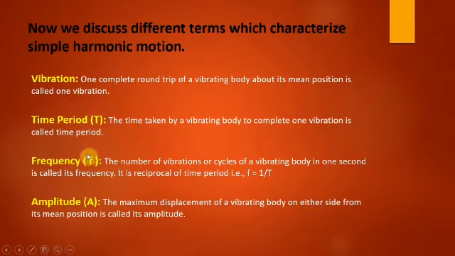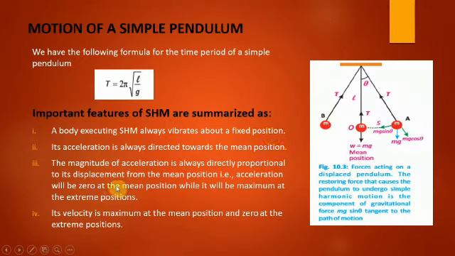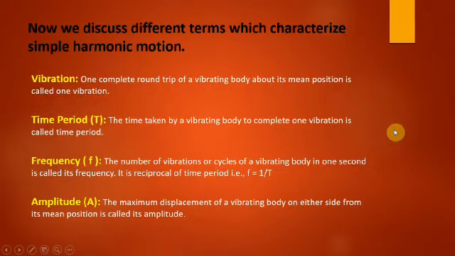Frequency, that is denoted by small f. The number of vibrations or cycles of a vibrating body in 1 second is called frequency. Means एक सेकेंड में ये पेंडुलम या कोई भी वाइब्रेटिंग बॉडी जितनी दफ़ा वाइब्रेट कर ले, जितने साइकिल्स पूरे कर ले, दैट विल बी कॉल्ड इट्स फ्रीक्वेंसी. एंड इट इज़ द रेसिप्रोकल ऑफ टाइम पीरियड. मीन्स अगर फ्रीक्वेंसी फाइंड करनी है, सो यू विल हैव टू टेक द रेसिप्रोकल ऑफ टाइम पीरियड.